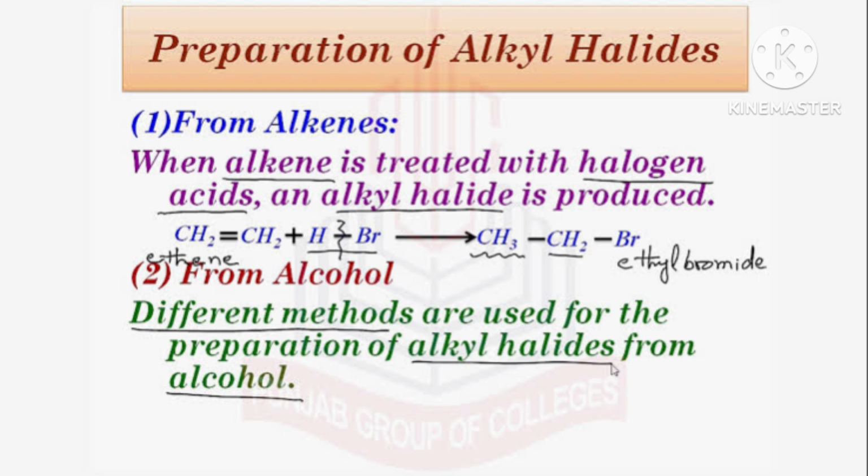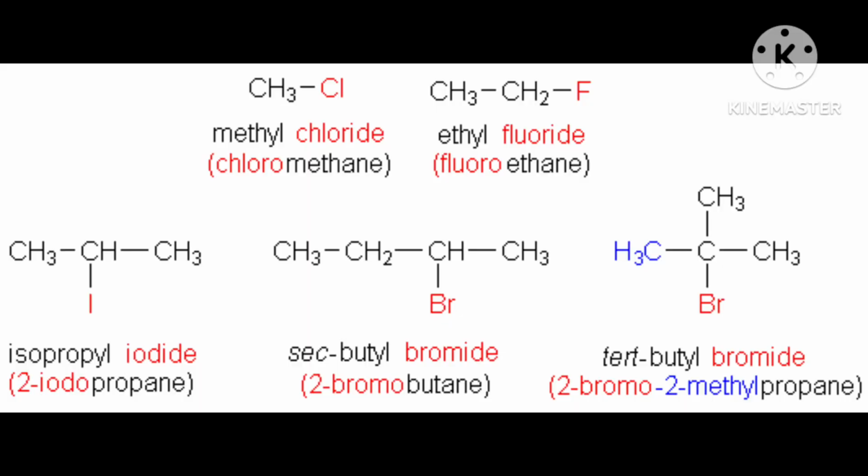Now, one more reaction I am telling you, that is the preparation: ROH plus SOCl2, thionyl chloride. ROH plus SOCl2 gives RCl. Here again OH is replaced by Cl. ROH plus SOCl2 gives RCl plus SO2 plus HCl.